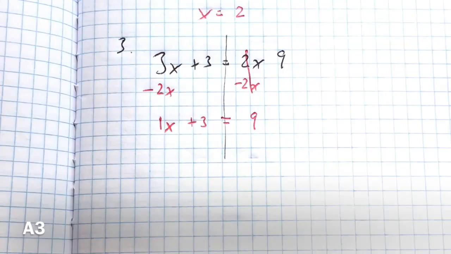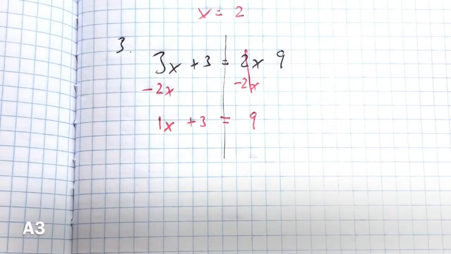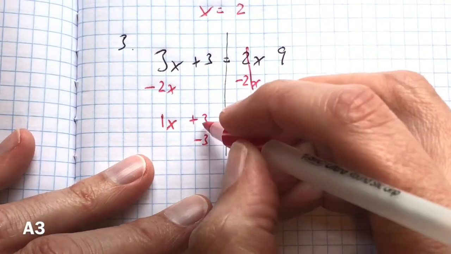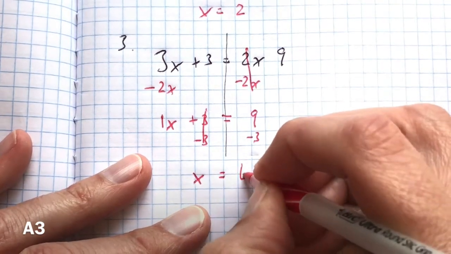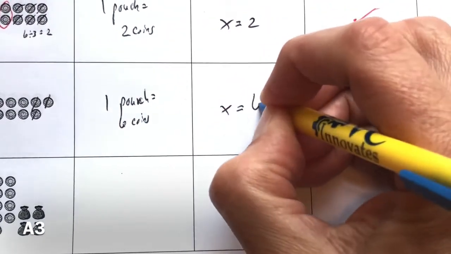So our next step after that was we removed the coins from both sides. So I did minus 3 and minus 3. This is going to be gone. I'm going to have my 1 old x equals 6, and we were done. So in this case, we had x equals 6.